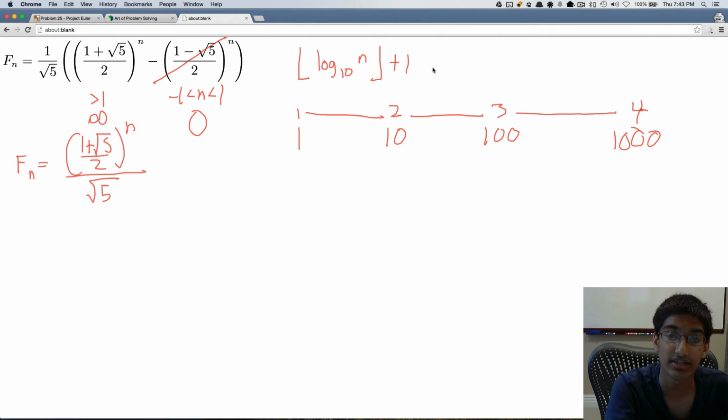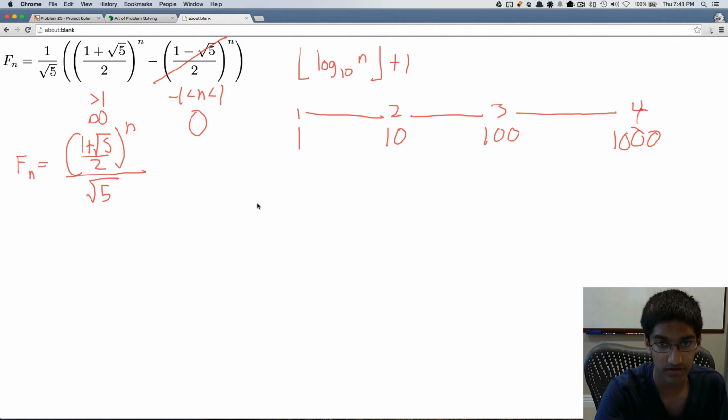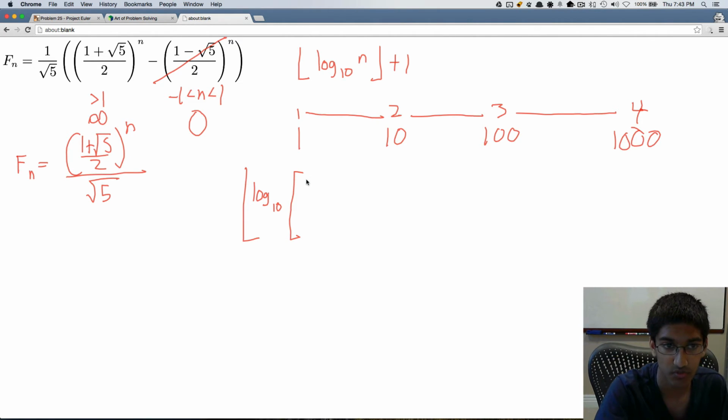Now all we have to do is take this formula and plug in f of n into this. So let's go ahead and write that out. We'll get the formula floor of log base 10 of, now I can copy this formula here, 1 plus square root of 5 divided by 2 raised to n, divided by the square root of 5.